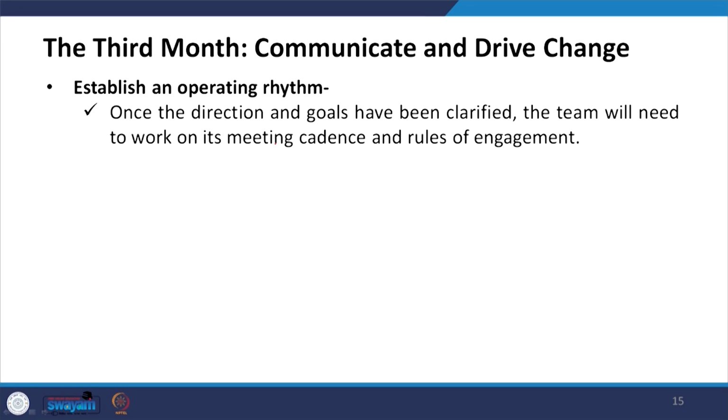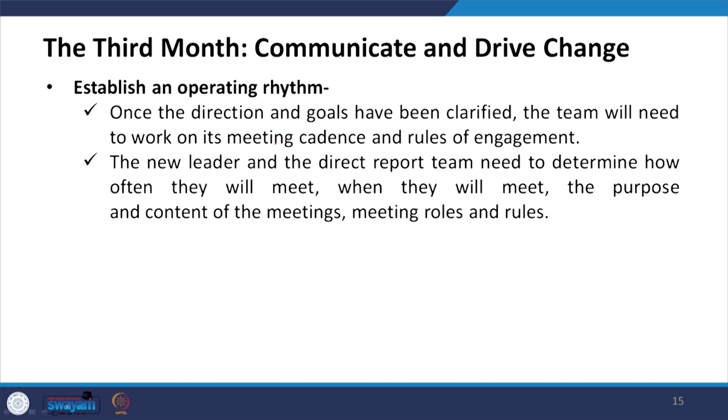Once the direction and goals have been clarified, the team will need to work on its meeting cadence and rules of engagement. Then how to perform those? The new leader and the direct report team need to determine how often they will meet, when they will meet, the purpose and content of the meetings, and meeting roles and rules. So, therefore, everything is very clarified.